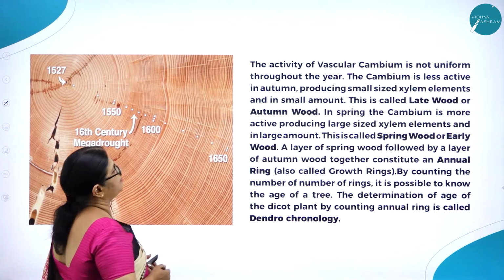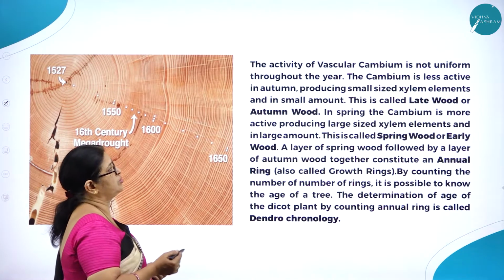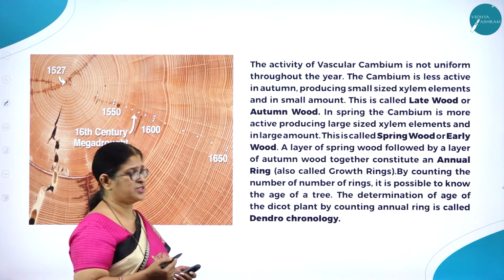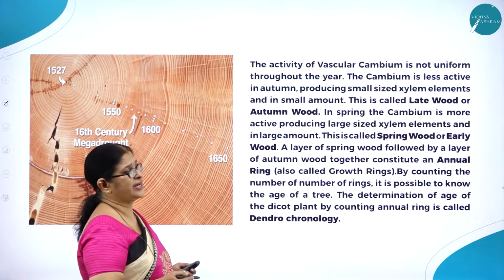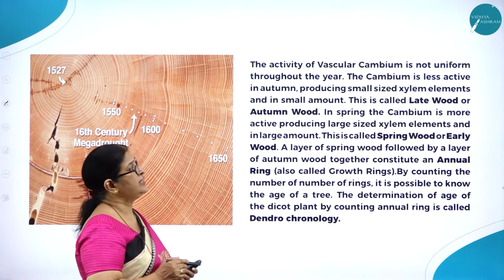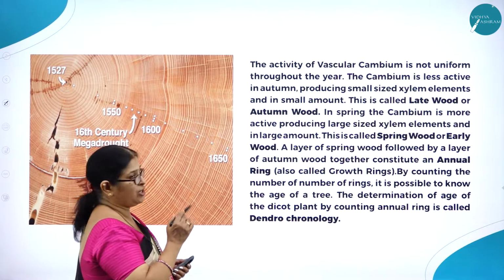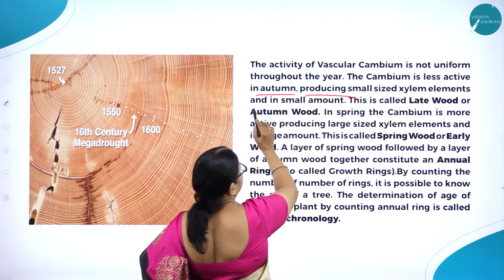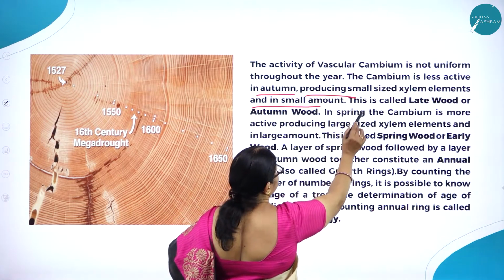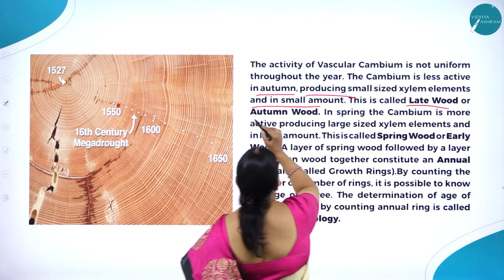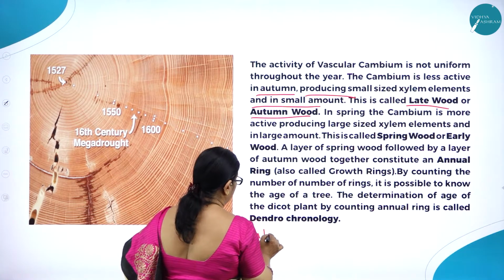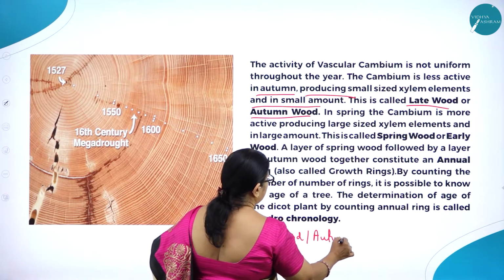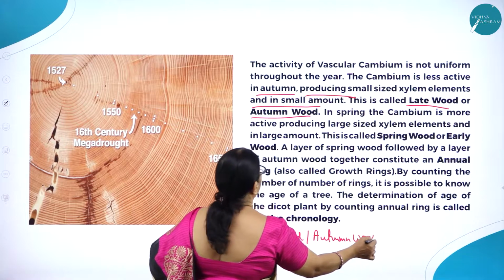Then the activity of the vascular cambium is not uniform throughout the year. As we know, we have different seasons like autumn and spring. The cambium is less active in autumn, producing small size xylem elements and in small amount. This is called late wood, or otherwise called autumn wood. Late wood or autumn wood.